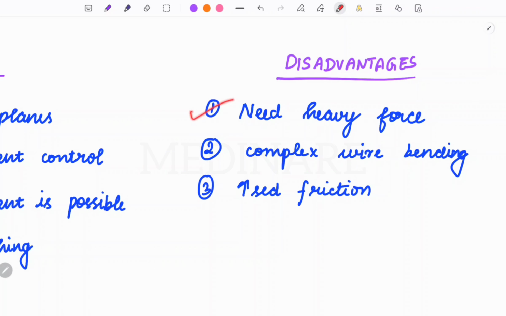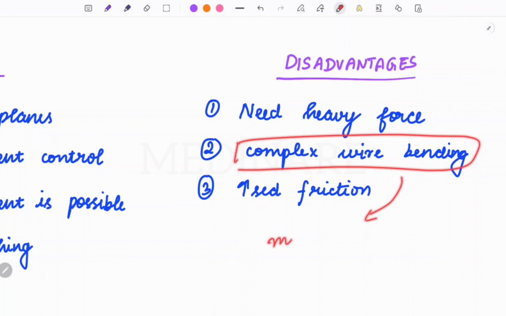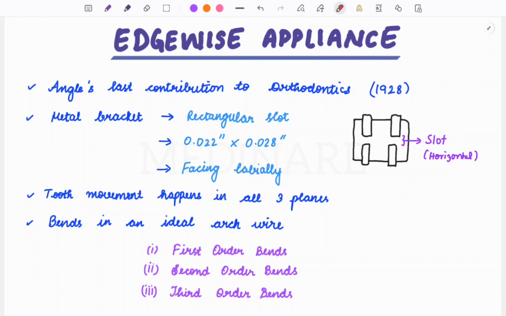In this technique, we need to apply heavy forces and there is also a need for complex wire bending. It is quite easy to study and understand what is really happening, but it takes a lot of practice to actually apply it in real life scenarios. Because of this reason, we have lots of modifications which we will be studying in separate videos in future. And that is about the first, second and third order bends in fixed appliances in orthodontics, especially in the Edgewise appliance.